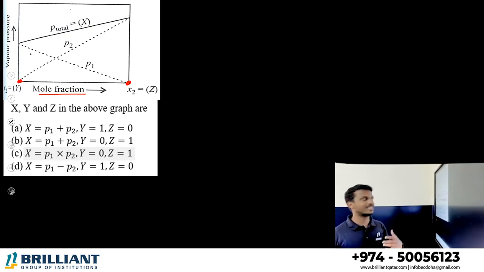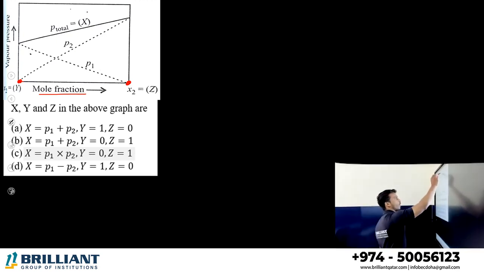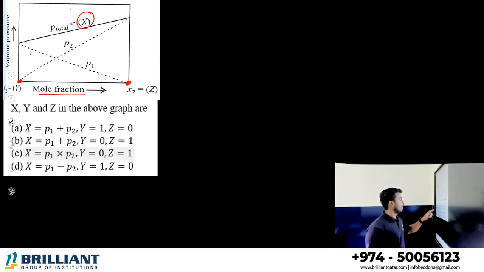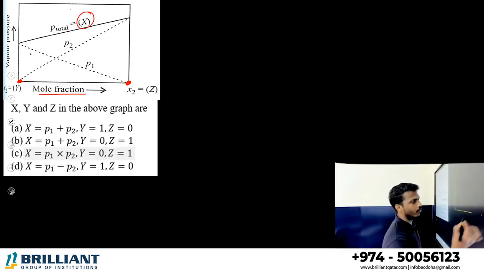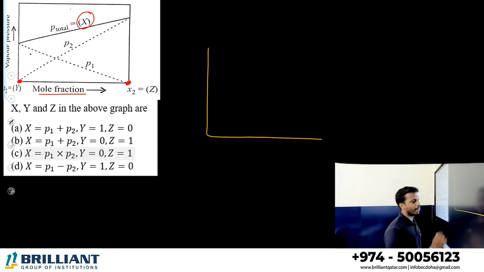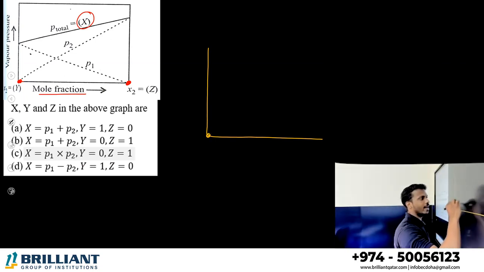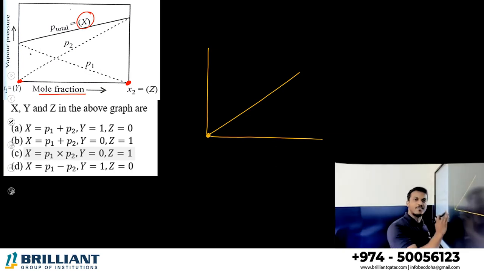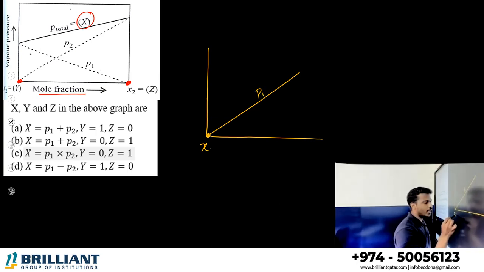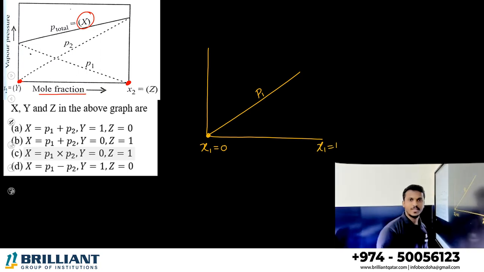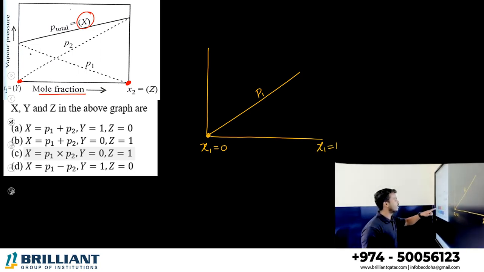What is the X, Y, Z value? And finally, what is this P symbol? If you are plotting a graph with the mole fraction against vapor pressure, and you are getting a graph which is increasing from left to right, it means it is the pressure of the first component, so initially the mole fraction of that component should be zero and it gradually increases up to one. Yes or no?